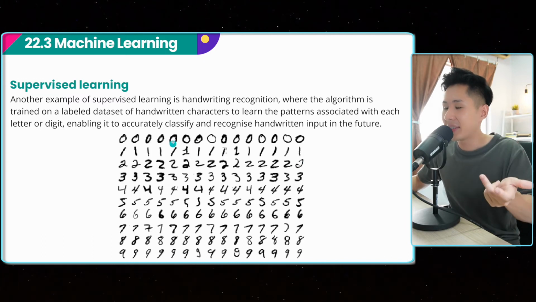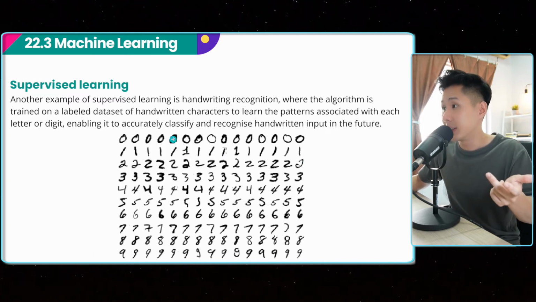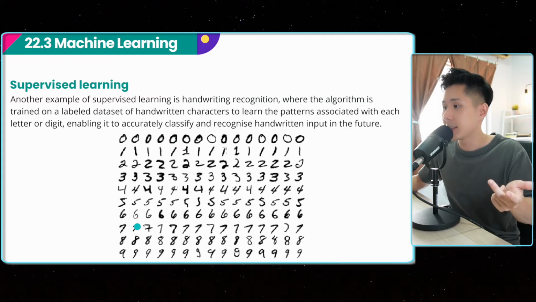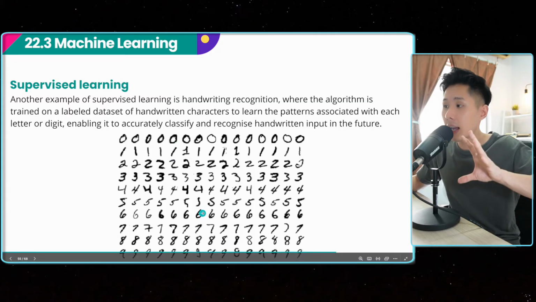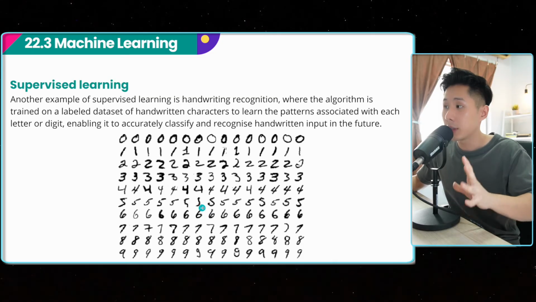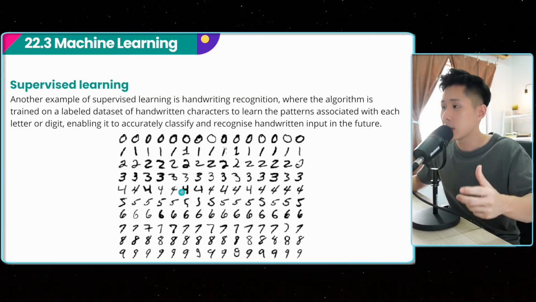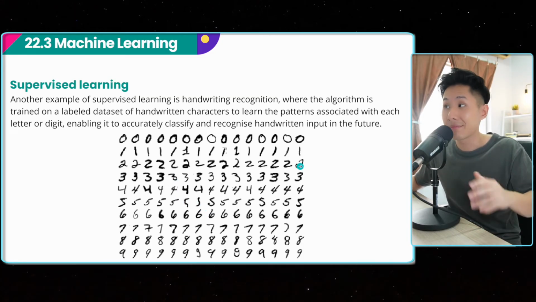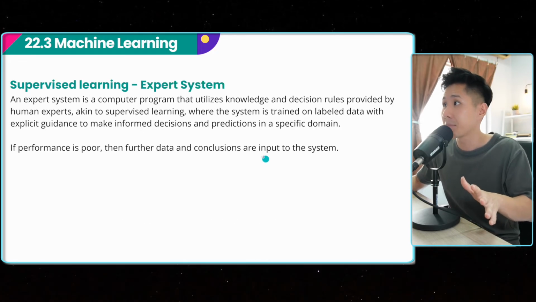We let the algorithm see, oh, this is 0, this is digit 1, 7, 8, 9. And over time, the algorithm will be able to identify the nature, the characteristic of each digit. That's how handwriting recognition works.